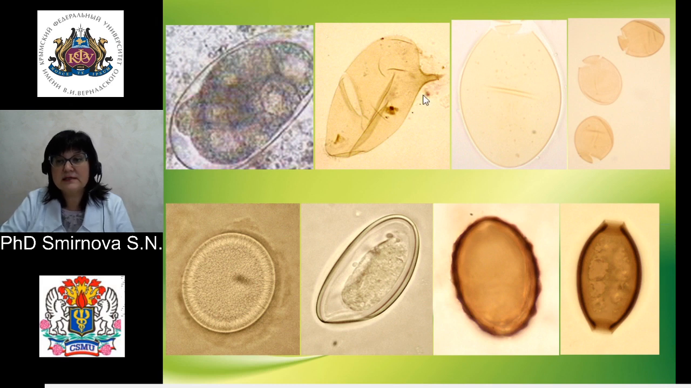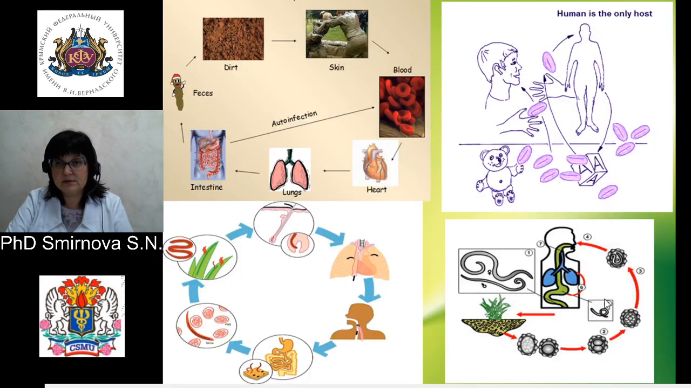This is an exam photo. This is an egg of Ancylostoma duodenale. This is an egg of Schistosoma mansoni. This is an egg of Fasciola hepatica. These are eggs of Diphyllobothrium latum. This is an egg of Taenia solium or Taenia saginata. This is an egg of Enterobius vermicularis. This is an egg of Ancylostoma duodenale, and this is an egg of Trichocephalus trichiurus.